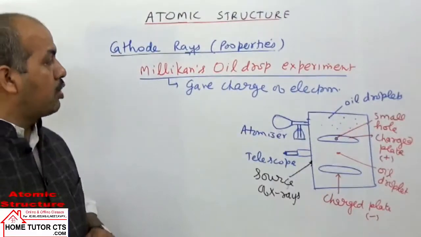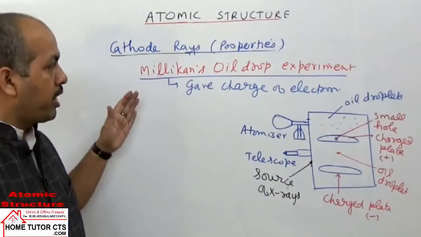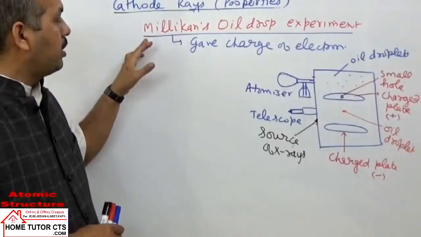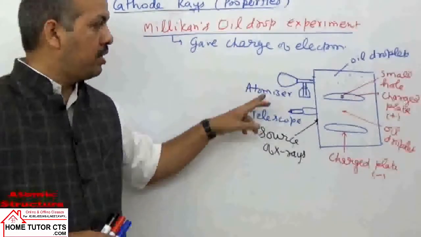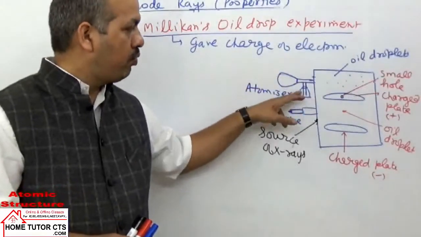Now how is the electronic charge determined? For the determination of the charge of the electron, we take this Millikan oil drop experiment. What is the Millikan oil drop experiment? We have taken one atomizer, and one oil taken here.